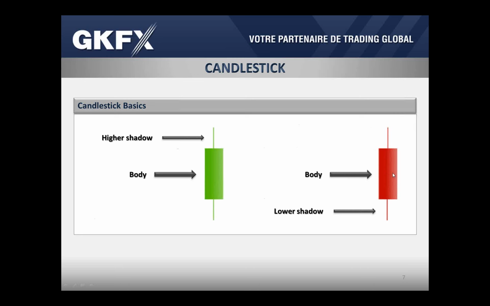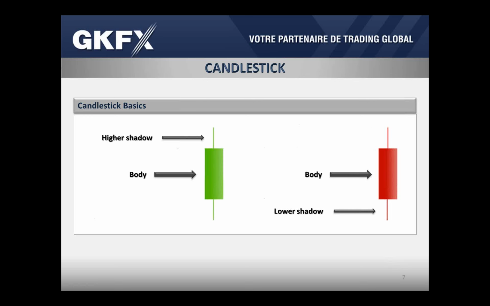And this is quite the same logic for the bearish candlestick. It's a red candlestick, so it's bearish. The body, higher shadow, lower shadow. So the opening price is at this level and the closing price at this level. The highest, the lowest. So now you see that one candlestick can give you 5 important pieces of information.